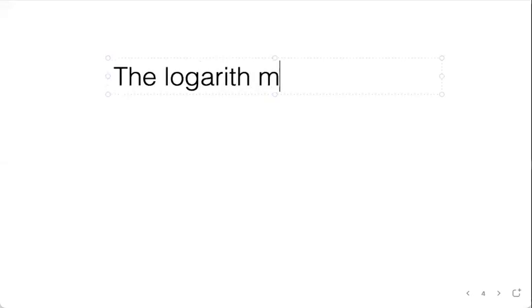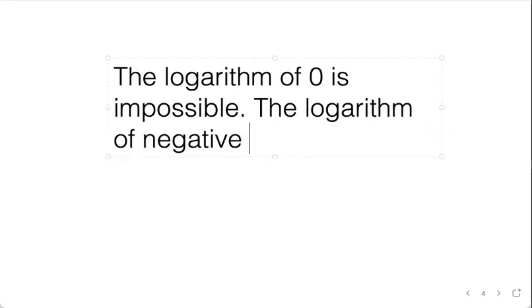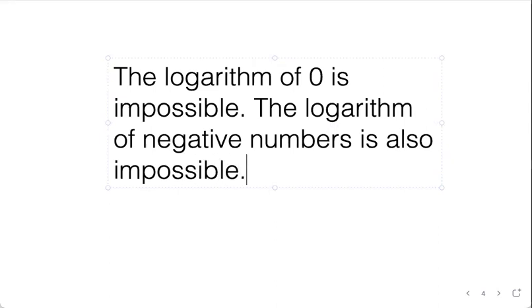So what should your main takeaway be here? The logarithm of 0 is impossible, and the logarithm of negative numbers is also impossible, at least considering only real numbers as our possible outputs.